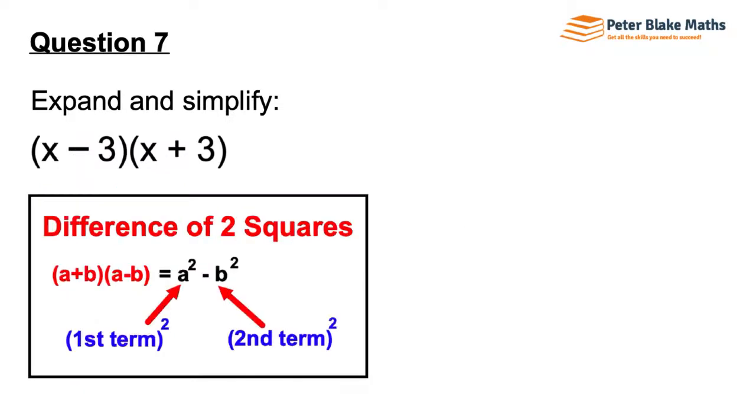Now we've got a pattern here that we can follow as well, the difference of two squares pattern. So we can say that when we've got a plus bracket and a minus bracket, and it doesn't matter what order those are in, it could be a minus bracket then a plus bracket like we've got in our question here, in the end that ends up being the first term of the bracket getting squared minus the second term in the bracket, or the second part of the bracket, getting squared. And that's it. It's so simple because the middle sections, as we saw before, cancel each other out.